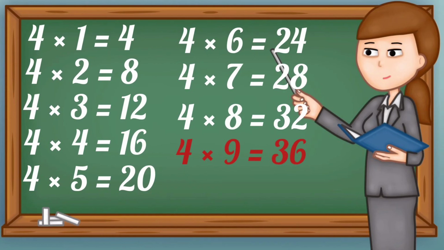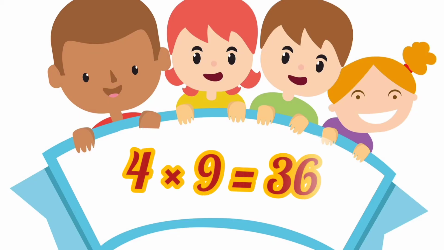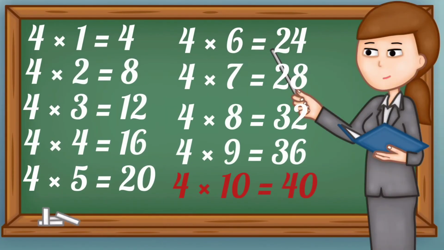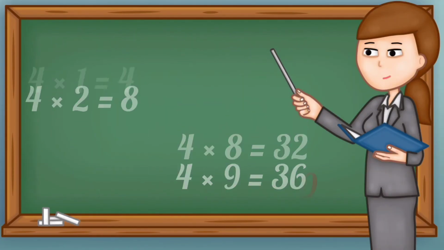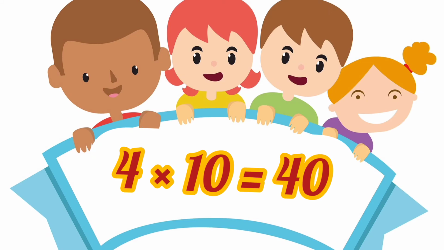4 nines are 36. 4 9s are 36. 4 tens are 40. 4 10s are 40.